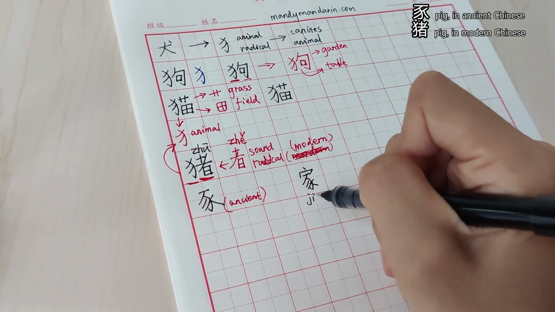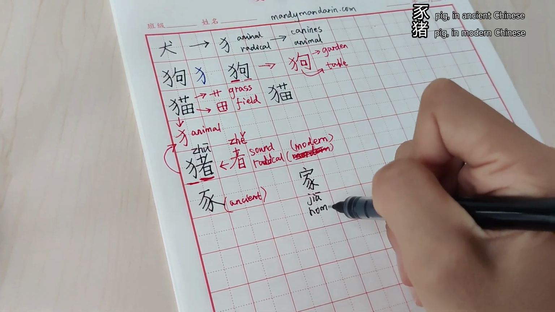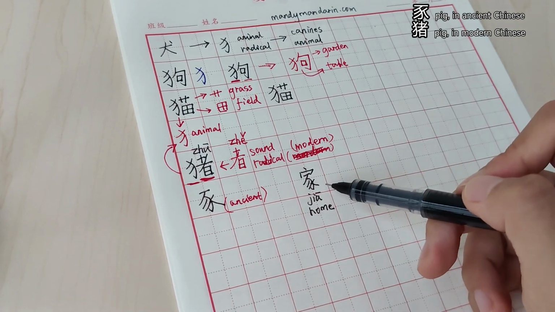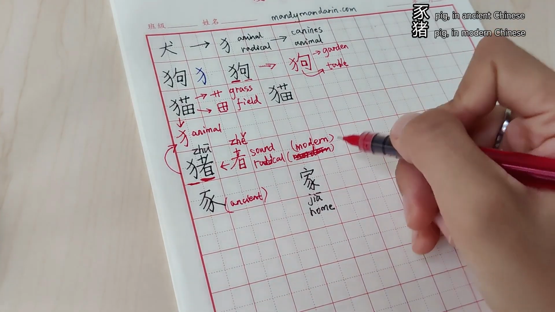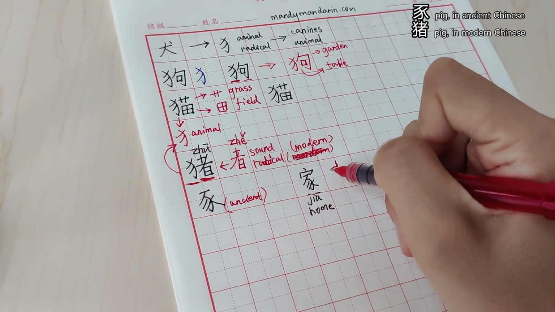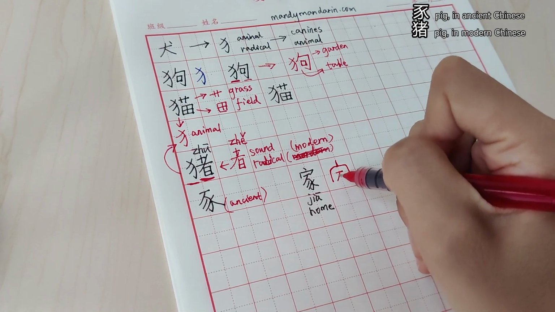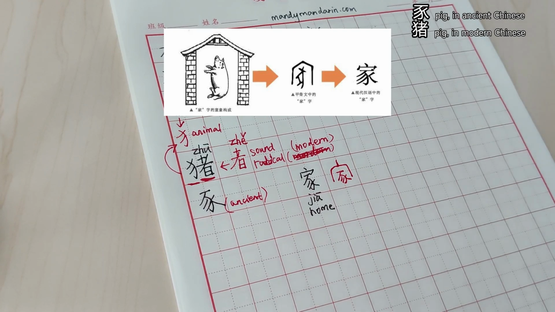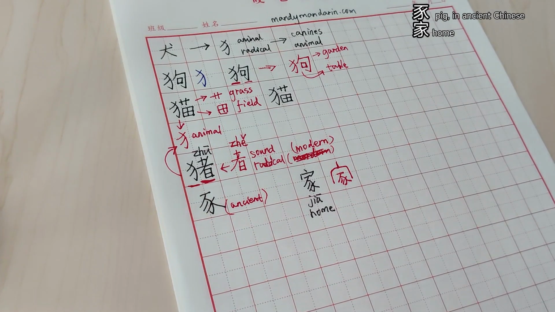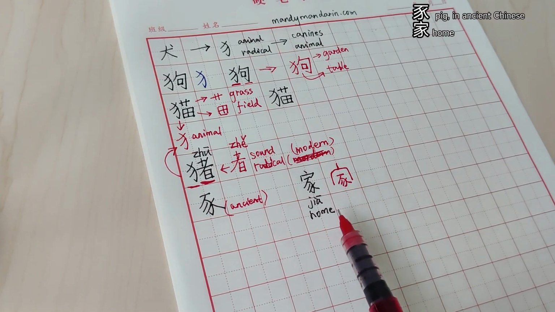Jia is home. So the 家 is basically like a rooftop. In the rooftop, there is a pig. Pig under the rooftop. Okay, so why does the pig under the rooftop make the home?